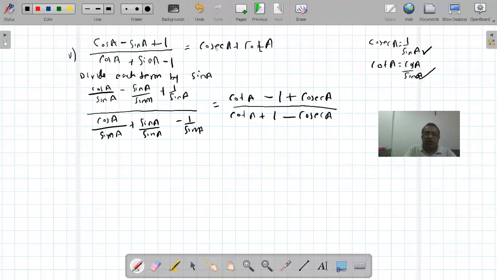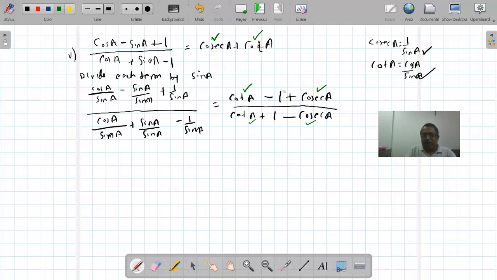So if you look at the RHS, we have already got cosec and cot here, and here we are getting cosec and cot. So these are the terms which we require. So don't replace these terms.